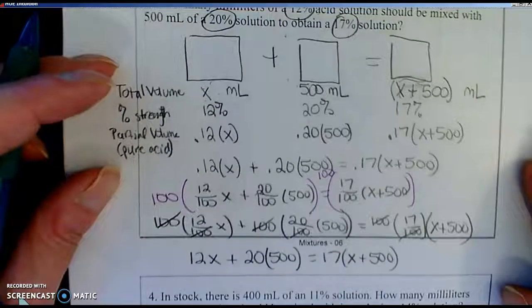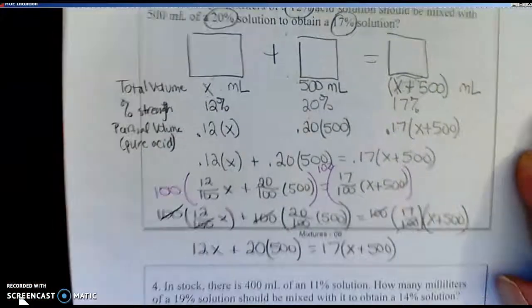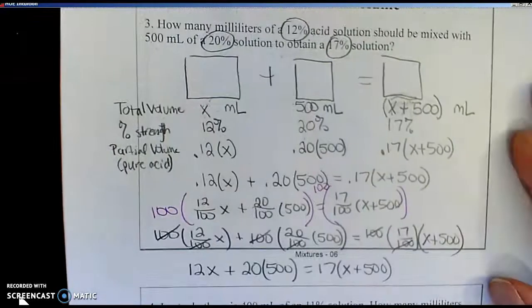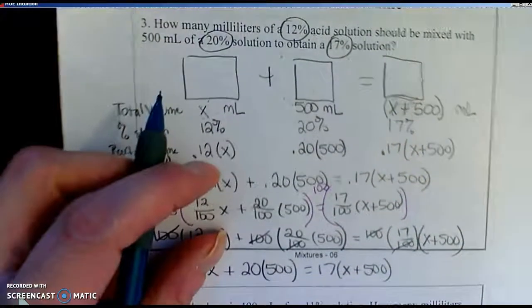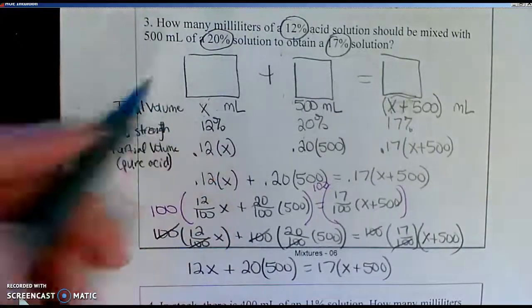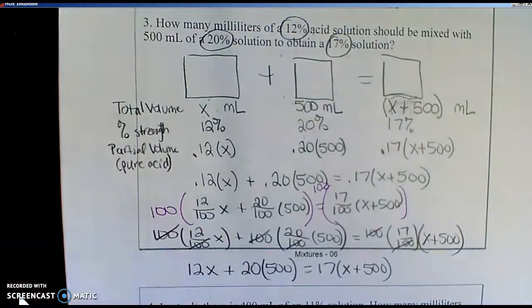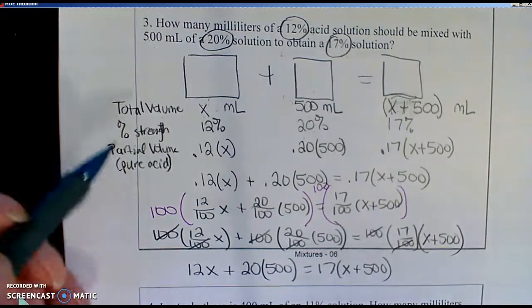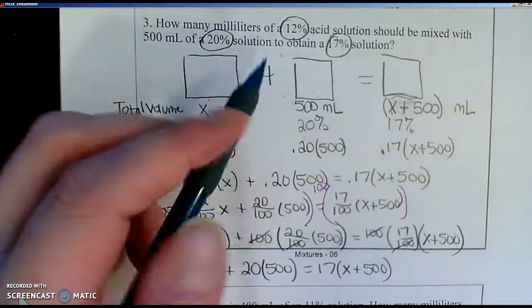Okay, so I'm picking up from the previous video where we're talking about mixtures, and I wanted to reiterate where we got this from. So we're figuring out how many milliliters of a 12% acid solution should be mixed with 500 milliliters of a 20% acid solution mixture to obtain a 17% acid solution.